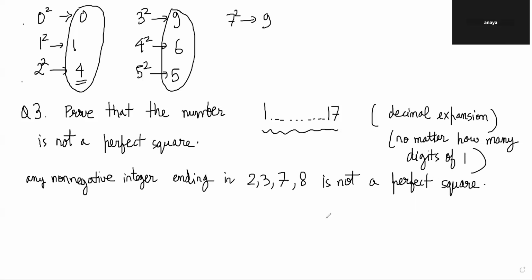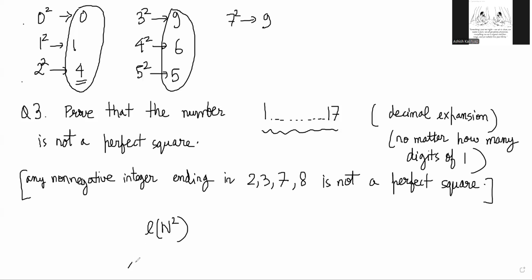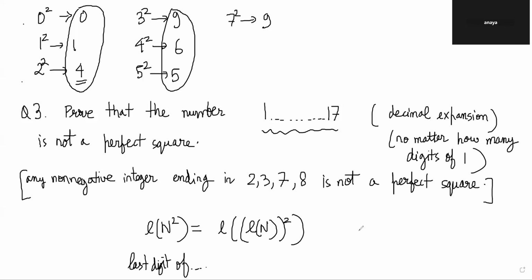There is no chance of it ending up as a perfect square because only the last digit matters here. So this number is therefore not a perfect square. The property that we are saying is: L here denotes last digit of. Last digit of n square is going to be the last digit of (L of n) square. So this is the property that is satisfied.